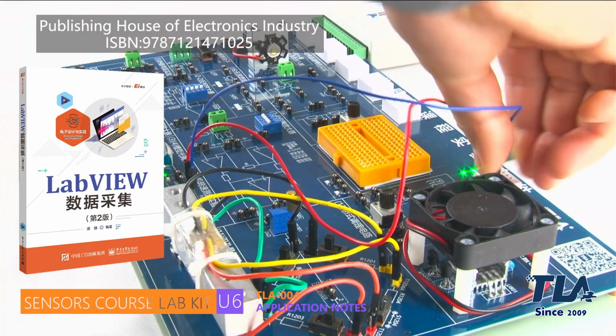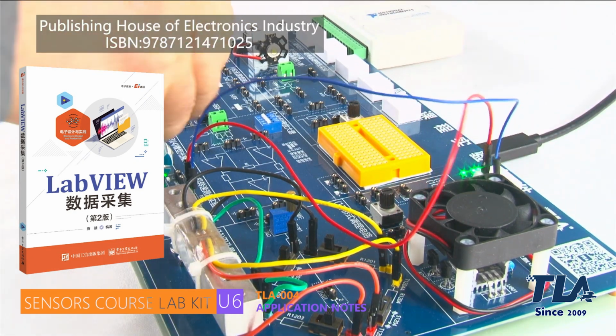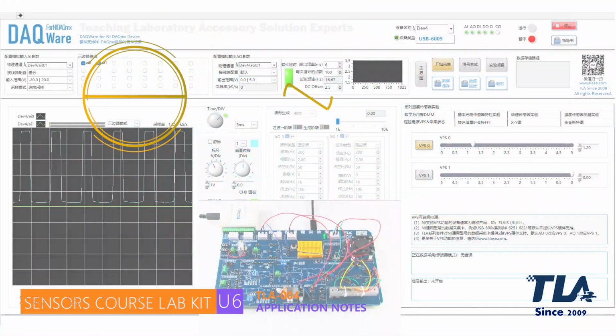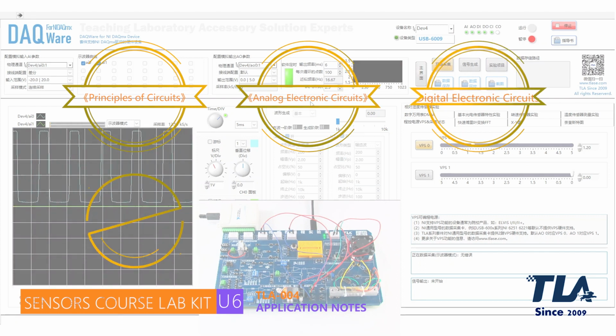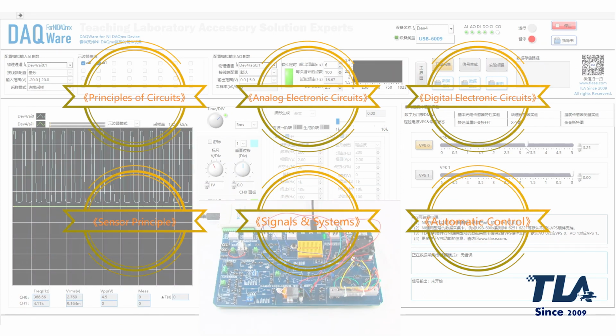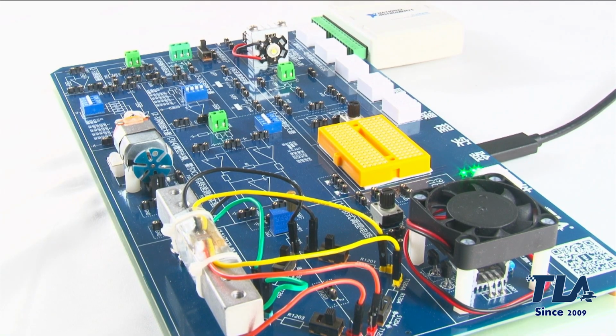the main courses of engineering education, such as circuit principle, analog electronic circuit, digital electronic circuit, signal and system, automatic control principle and so on. TLA provides complete laboratory application solutions for these related courses.